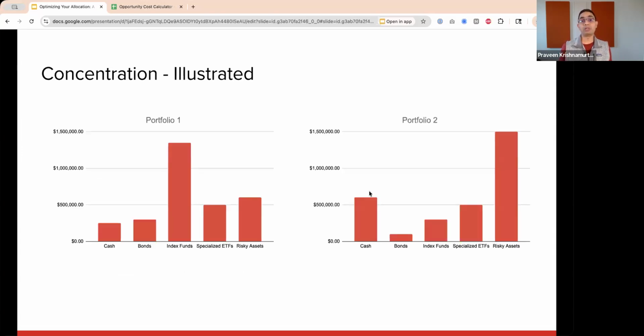So here's a good example, a visual example of how risk categories play out inside a real portfolio. The portfolio on the left is more balanced. It has a steady base of cash, bonds, and broadly diversified funds, and only a modest allocation to high volatility assets.